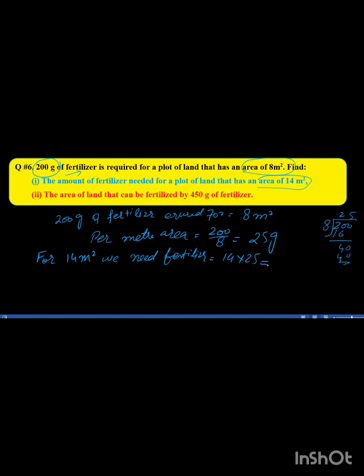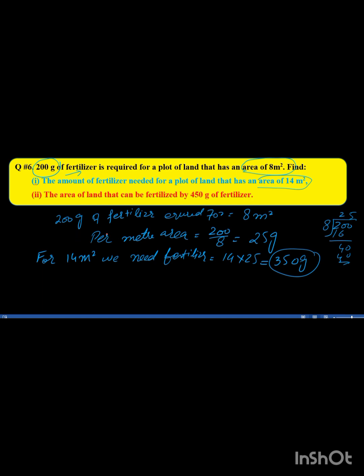That's quite easy multiplication and you can do it by yourself. 25 4s are 100, 25 1s are 25 and 10 carry, 350. So you will get your answer, that is 350 grams, right? So come to the second part of this question. What is the second part of this question? The second part of the question is the area of land that can be fertilized by 450 grams of fertilizer.